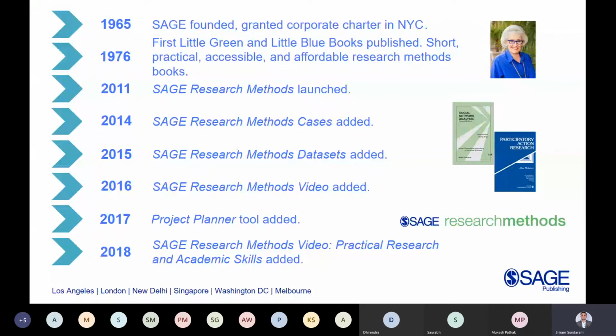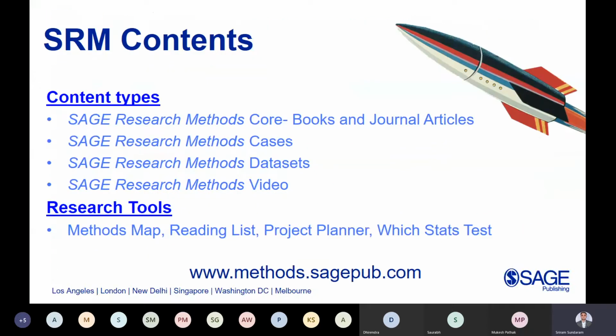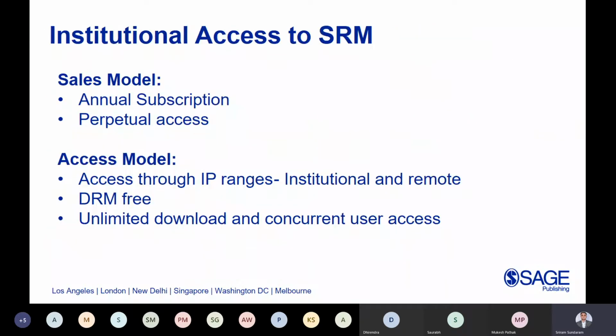It is called a database, which comprises these varieties of content. It contains books, journal articles, cases, data sets, and videos. These are the 5 types of content that are there. The research tools available in the platform are Methods Map, Reading List, Project Planner, and Which Statistics Test. I will be going through all these things during my demo.